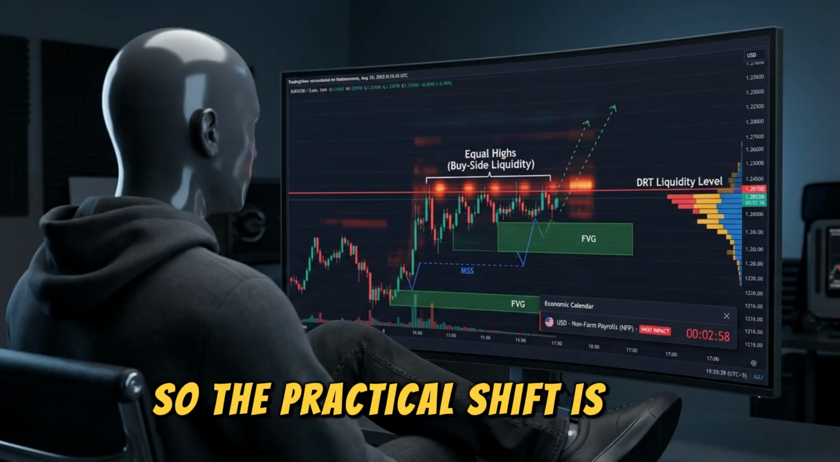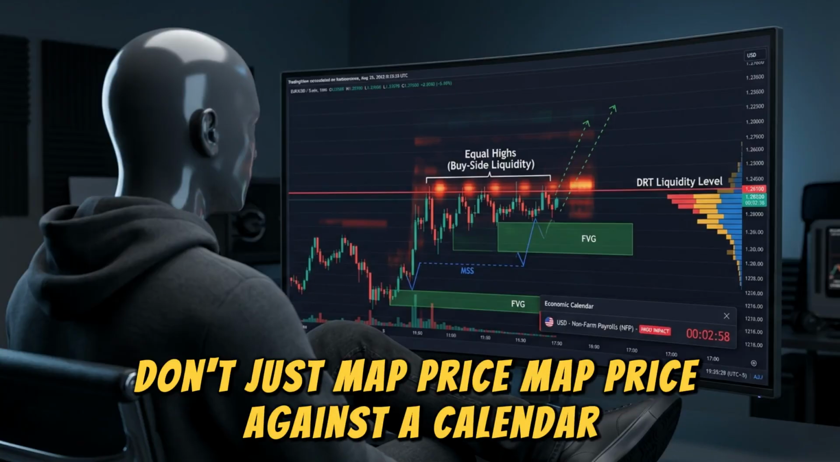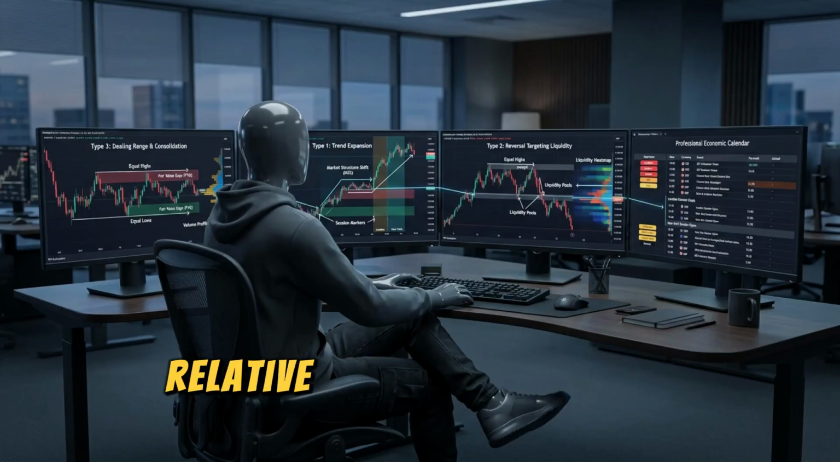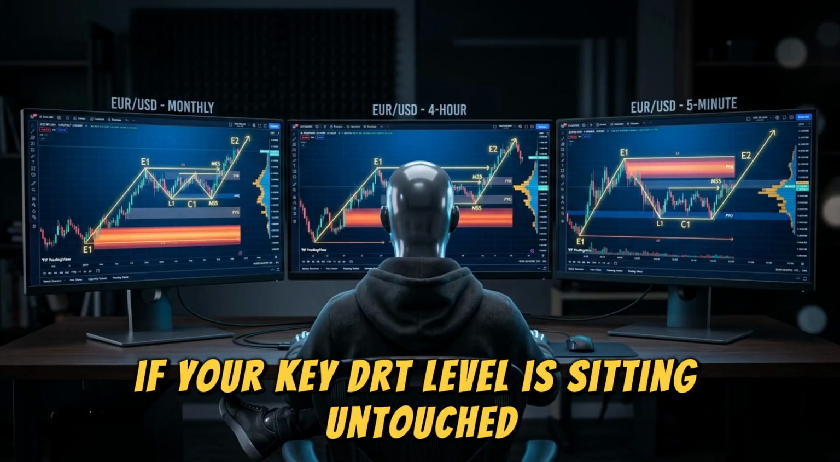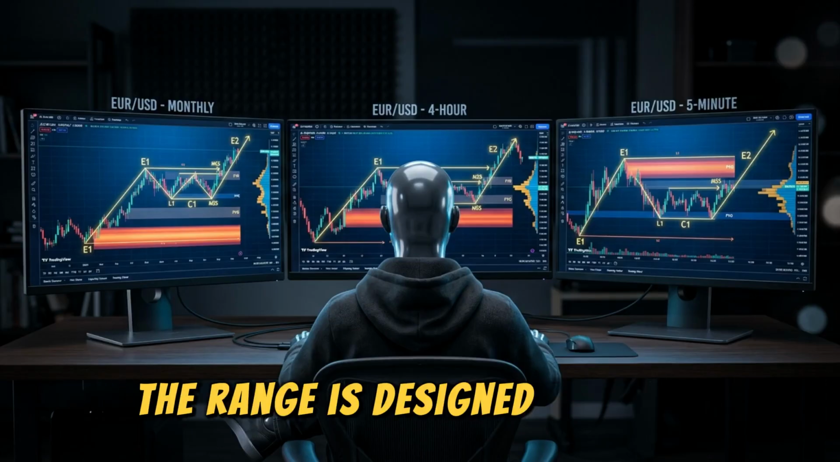So the practical shift is this: don't just map price. Map price against a calendar. Know when the session opens and the major data releases are landing relative to the level you're watching. If your key DRT level is sitting untouched heading into one of those windows, that's not a coincidence to ignore. That's often exactly the moment the range is designed to break.